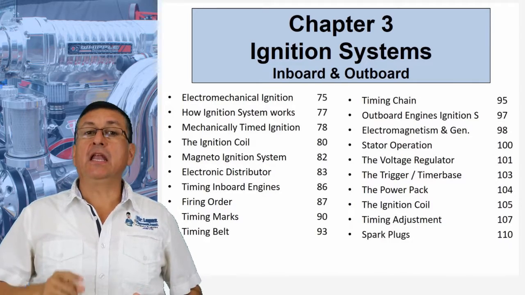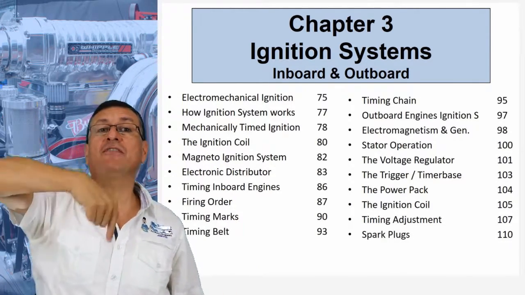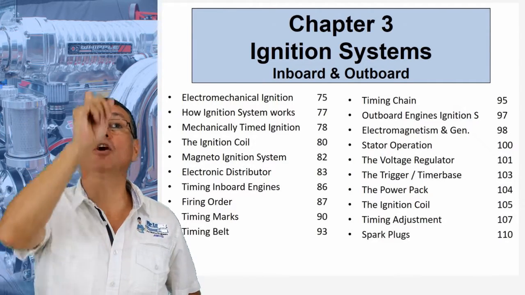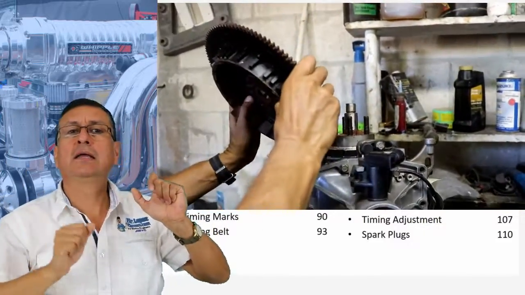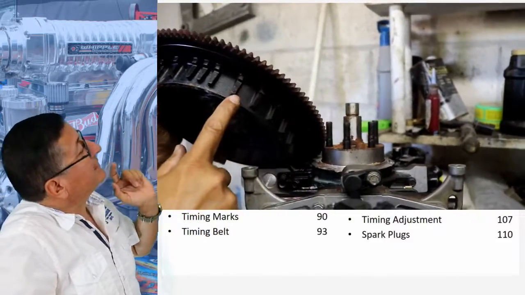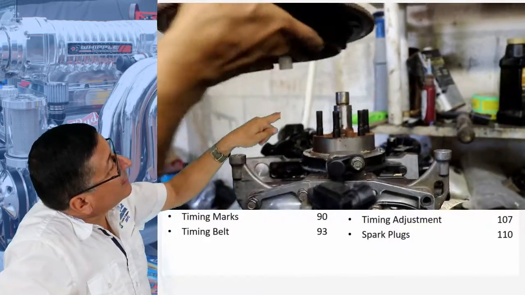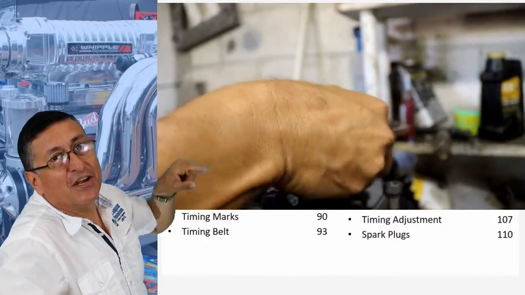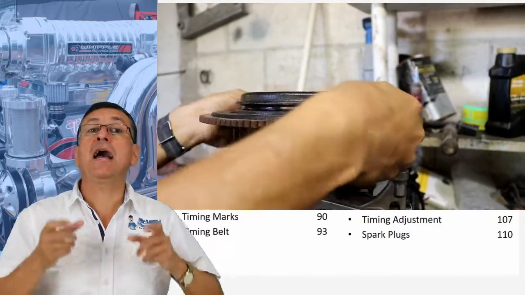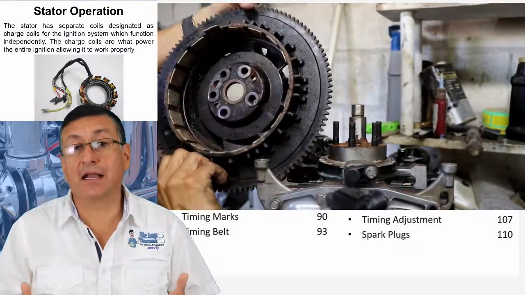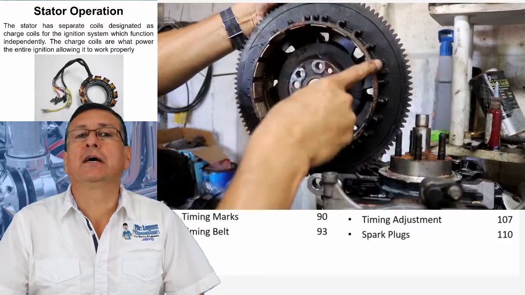Remember, my friends, in outboards the engine is vertical. The crankshaft is vertical, and on top of the crankshaft you have the flywheel. Exactly like this. The flywheel sits on top, and in front of it is the crankshaft sensor. And the flywheel internally has the coil to produce the AC power.